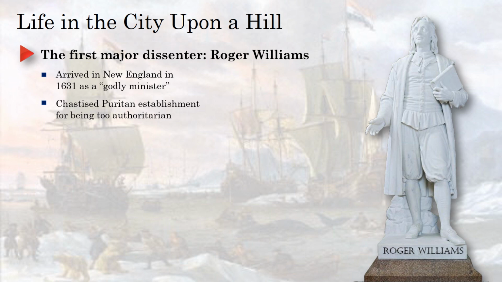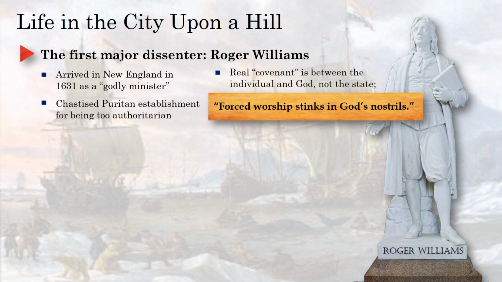He begins to say that they're too authoritarian, that they're imposing laws that need not be imposed. They're being too harsh. And he says that the real covenant, the real agreement, is not between the individual and the state, or the church and the state, but it's between the individual and God. And so no one, says Roger Williams, should be forced to go to church. No one should be forced to admit a certain doctrine or something like that.